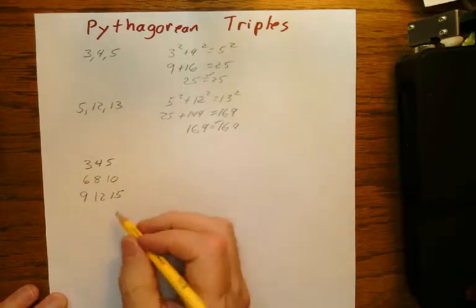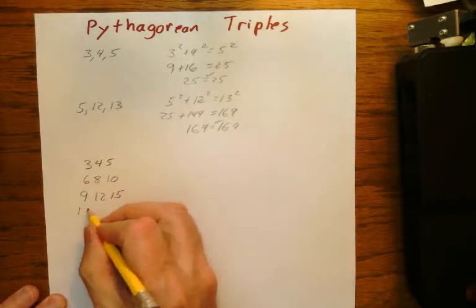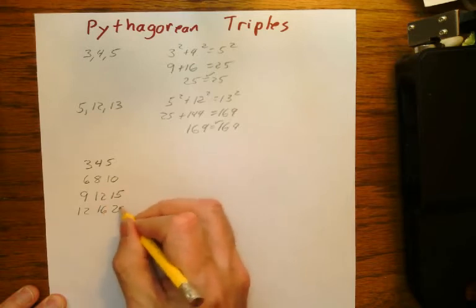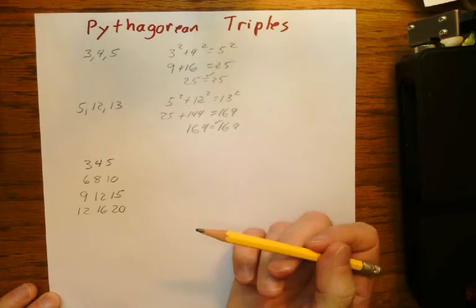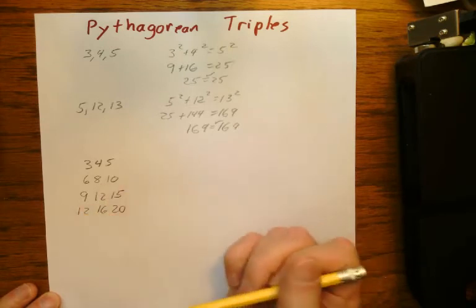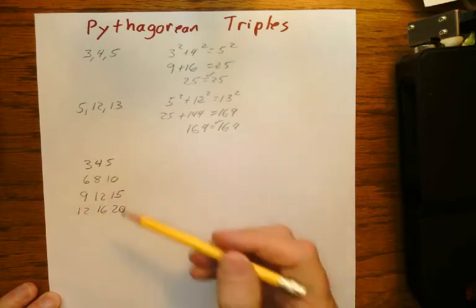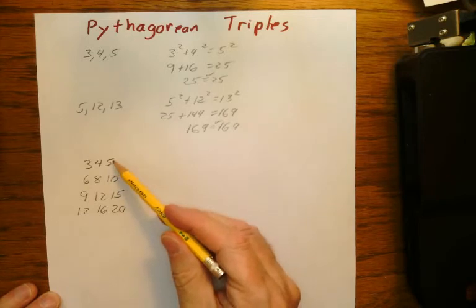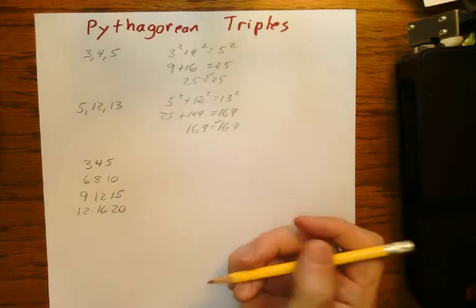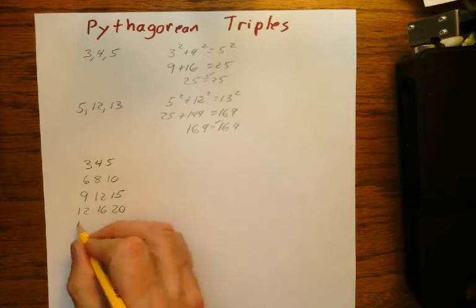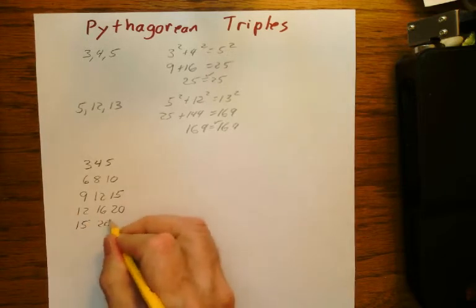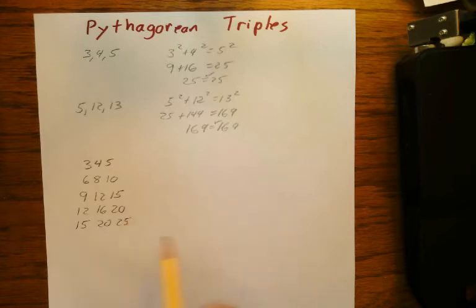Let's do a couple more. Times it by 4. You get 12, 16, 20. That's a triple. And what I mean by this, if I give you a problem and the legs are 12 and 16, and you recognize that that is a multiple of the 3, 4, 5 triple, you can just say 20. Let's do one more. 3, 4, 5 times 5 is 15, 20, 25. If you start recognizing these numbers, it does help you do these problems a little quicker.